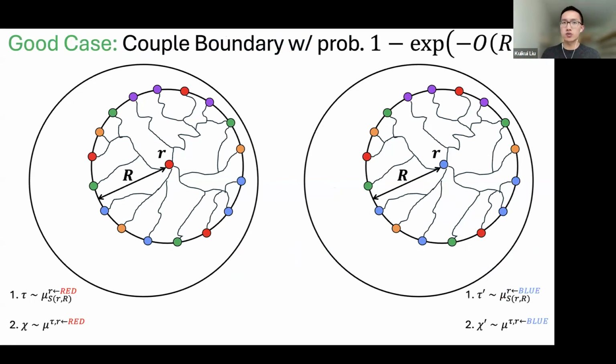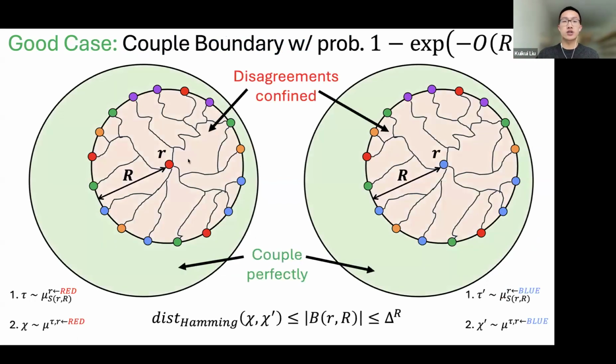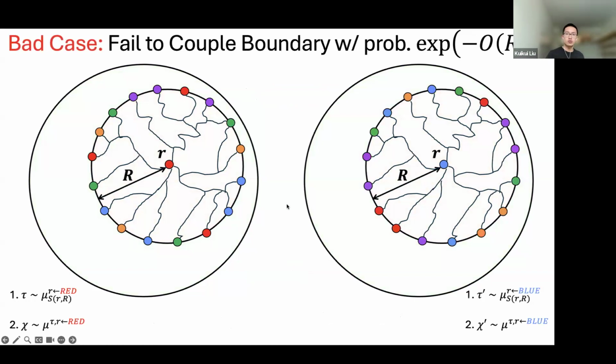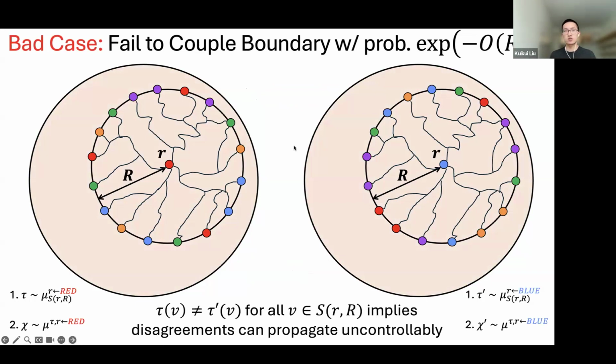If you manage to successfully couple, which is the good case, then you manage to successfully confine all of your disagreements to within this ball, because all the vertices outside of the ball never see the disagreement at the vertex R. This is just by conditional independence. But of course, the bad case is that if you fail to couple, then it could be that all the vertices along the boundary of this ball are disagreeing, and so you have no control on the propagation of disagreements to vertices outside of this ball.